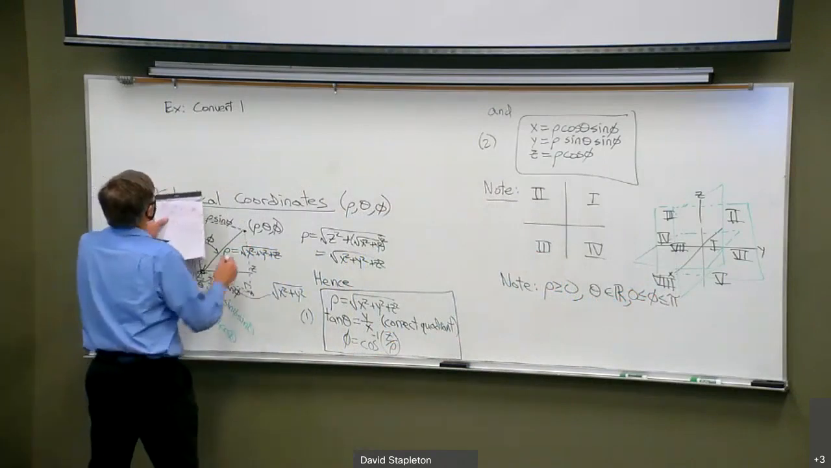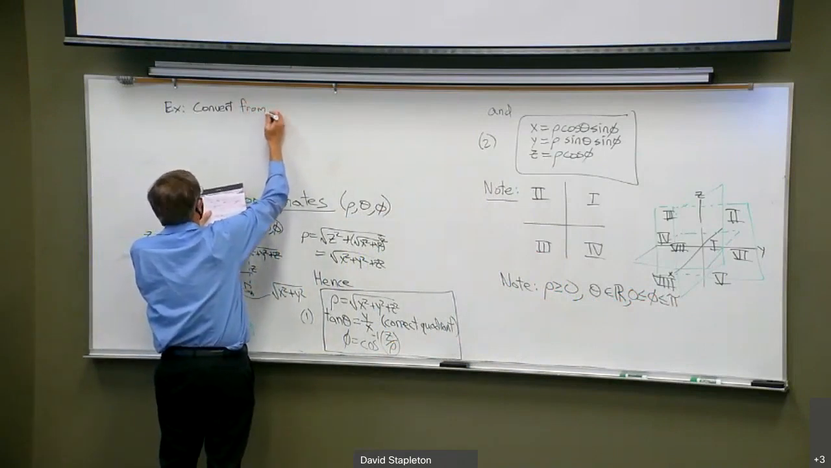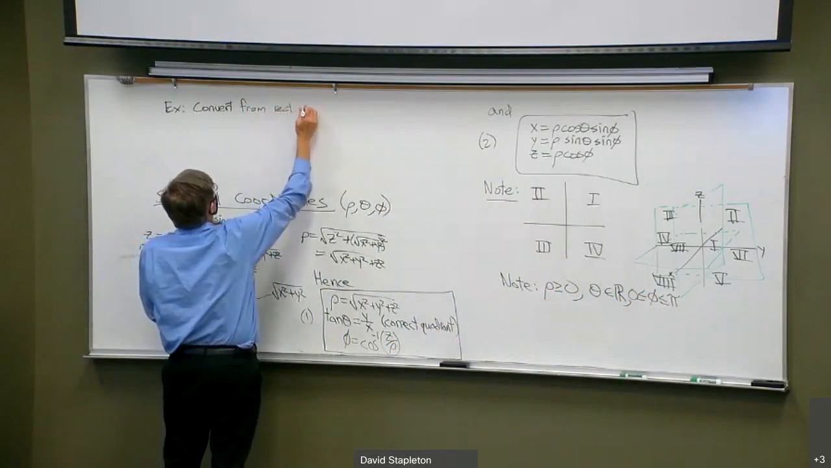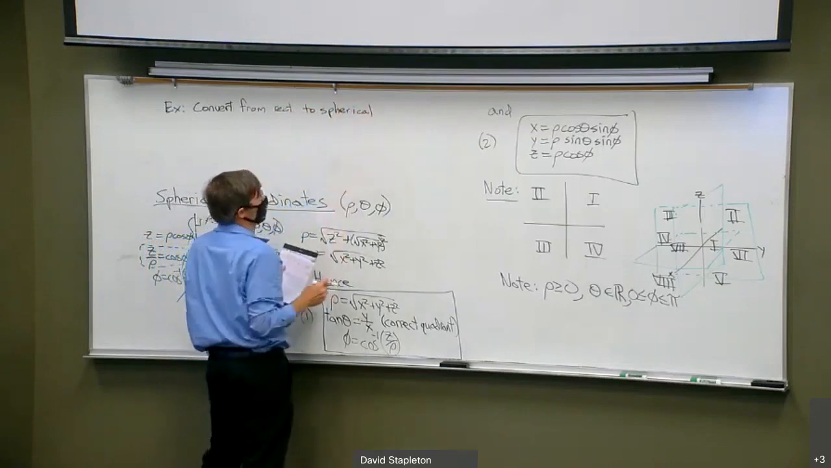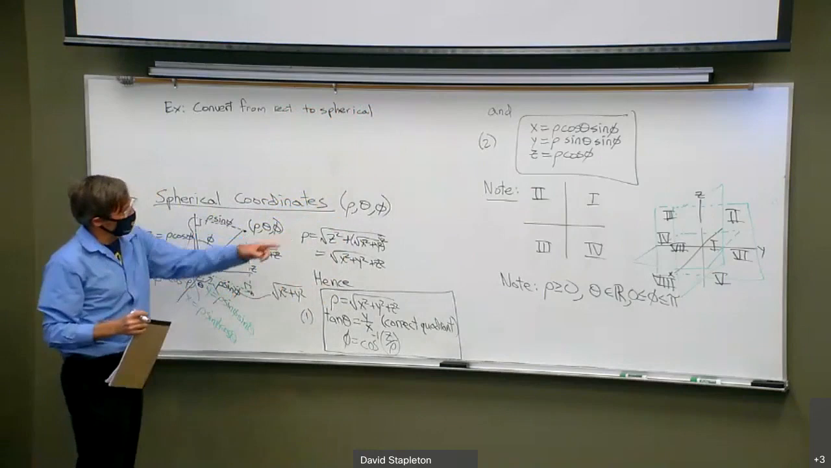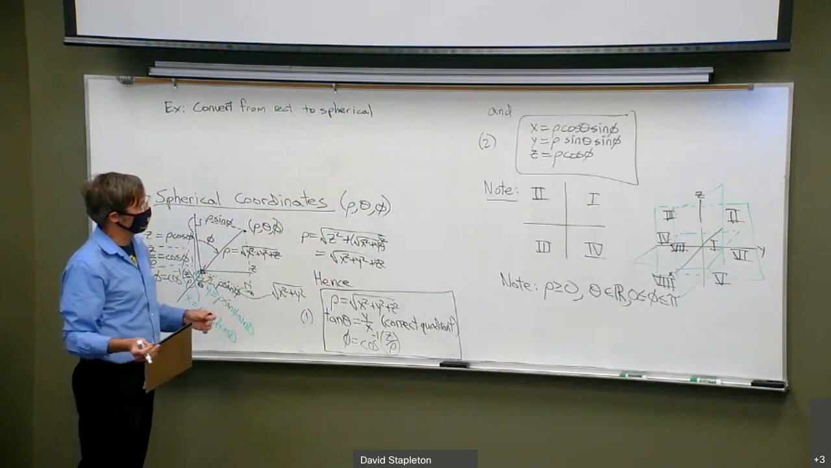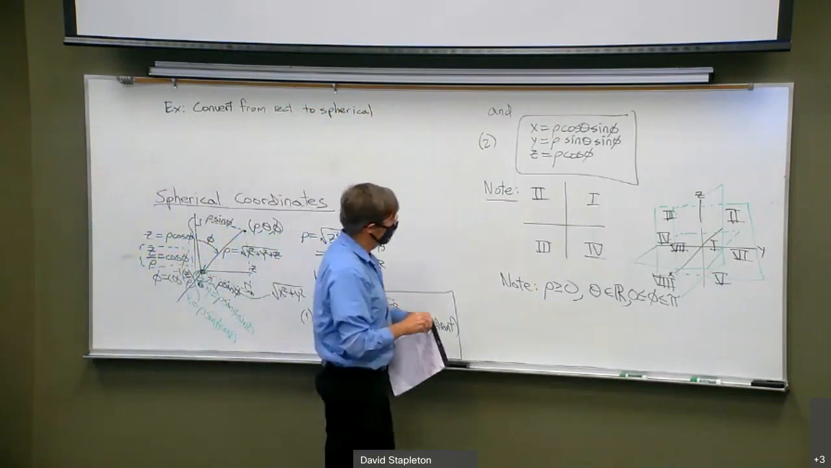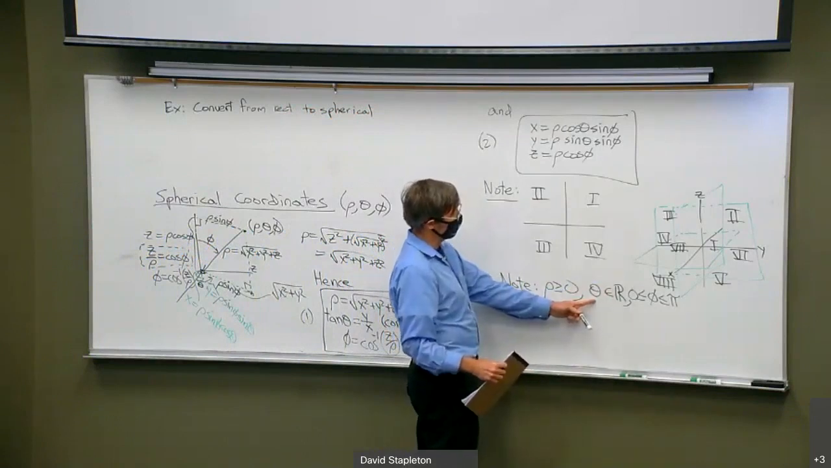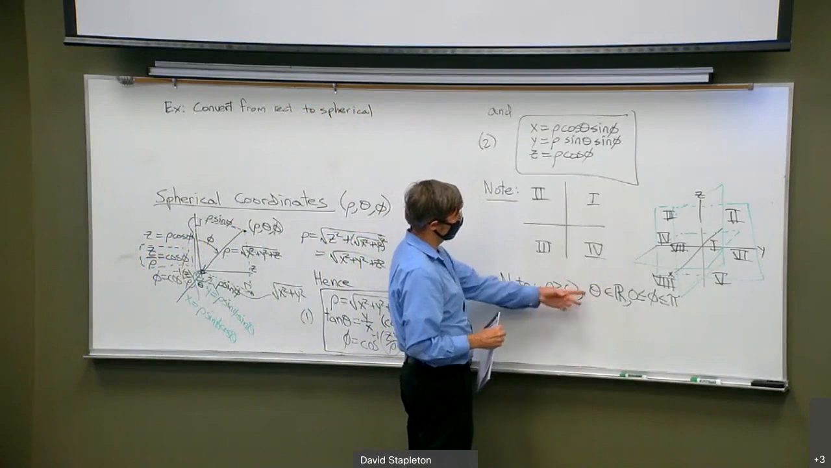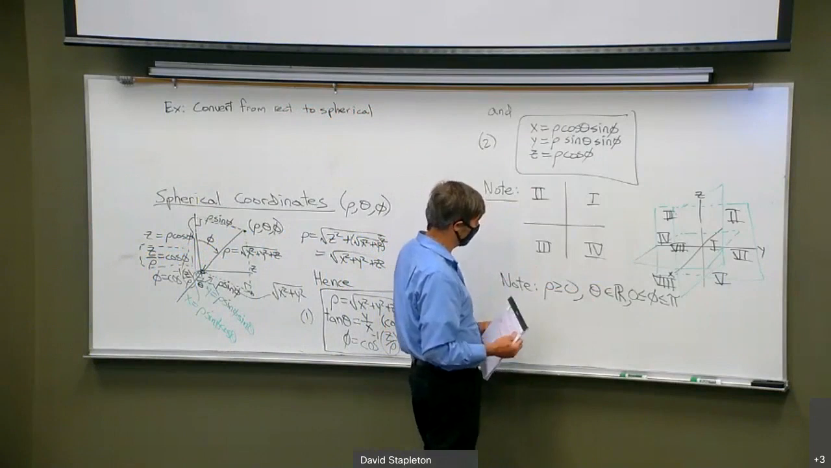All right, now let's convert these. Convert from rectangular to spherical. And it has the same problem that the cylindrical coordinates do. Every triple that satisfies those three requirements identifies a unique point, but every point actually has an infinite number of ways of describing it, because you can add 2 pi to any theta that you see. So every point has an infinite number of values of theta, all separated by a multiple of 2 pi.